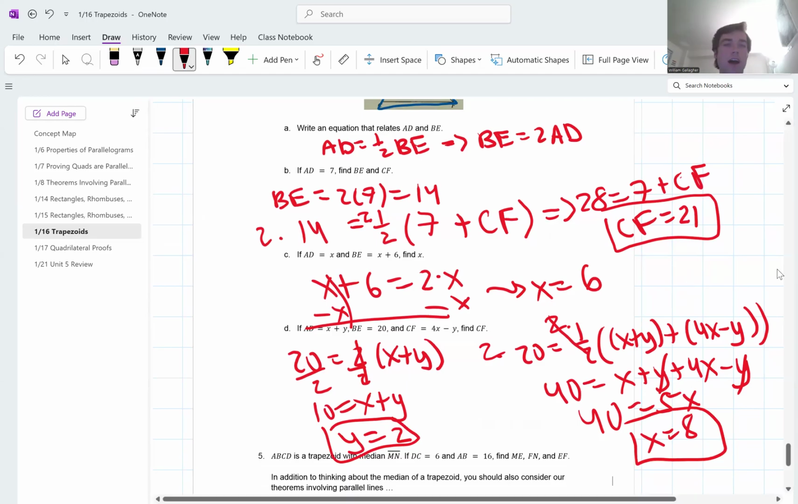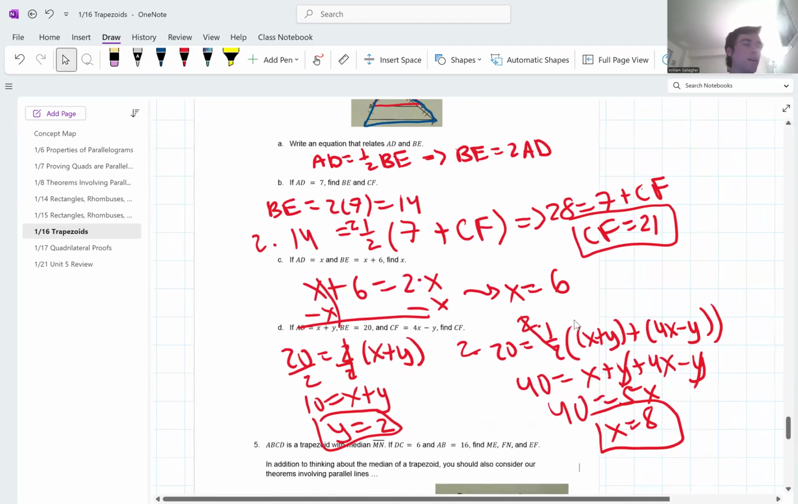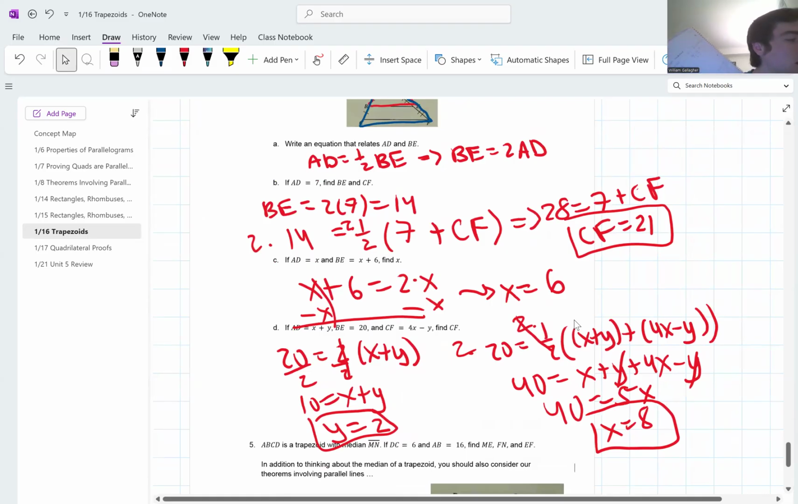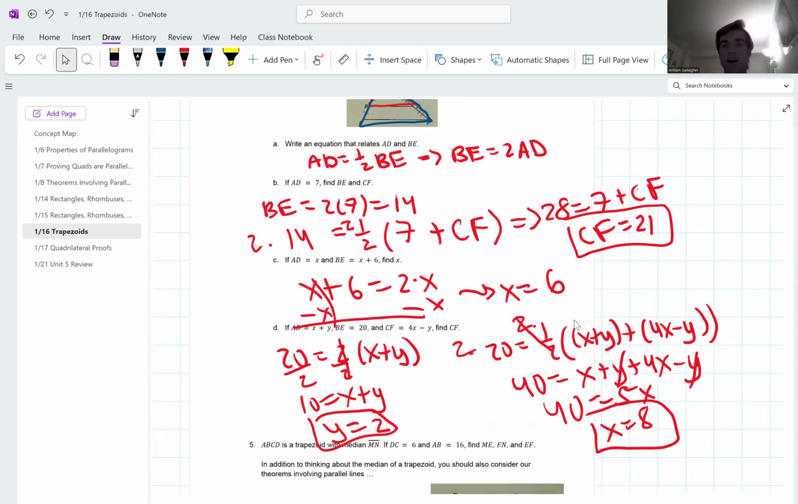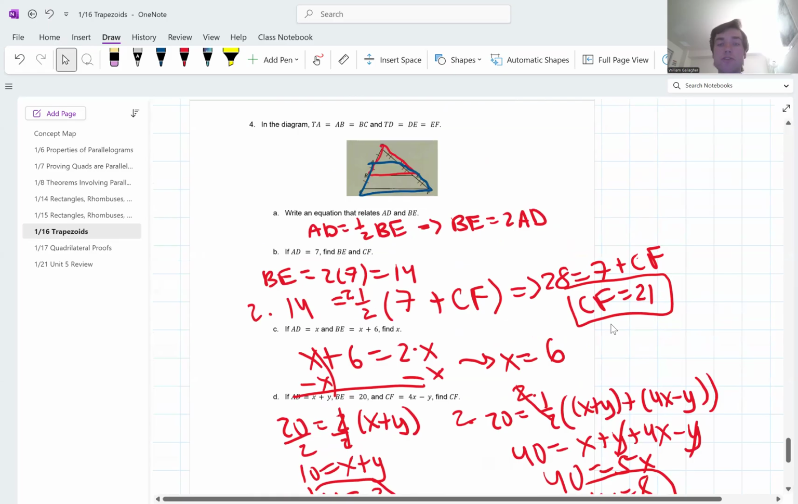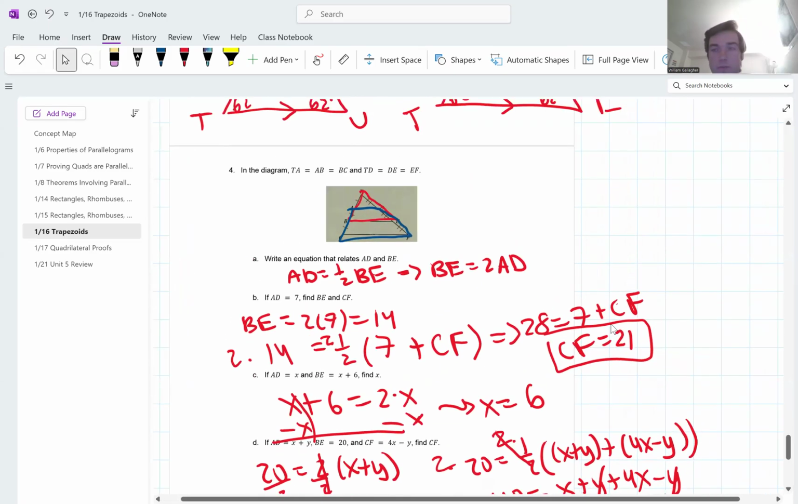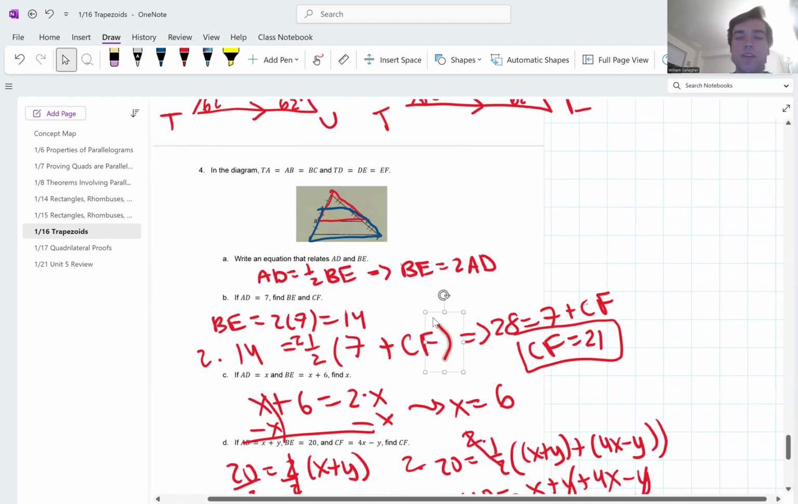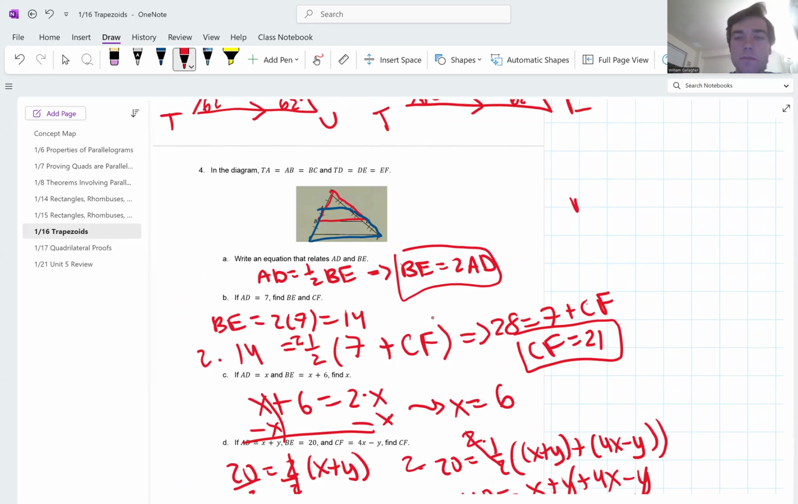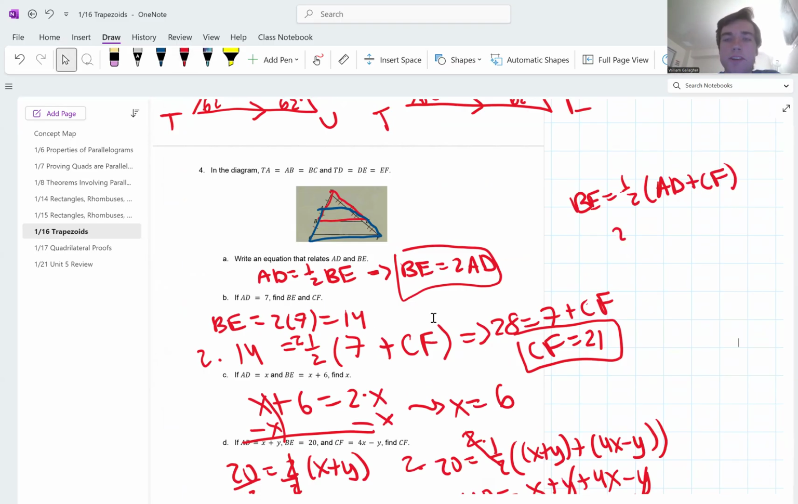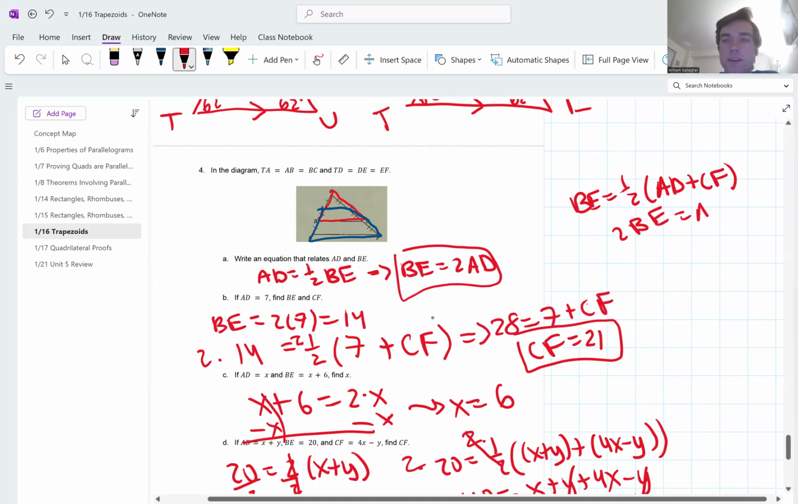One quick comment. I believe it's the last question on the homework, number 19. If you look at 19 in the homework tonight, the textbook does mention a fact that might be helpful. You may have already picked it up, so I'll allude to it here. If we know that BE is equal to 2AD, and we know that BE is equal to 1/2 of AD plus CF, we can double both sides. So 2BE is equal to AD plus CF.